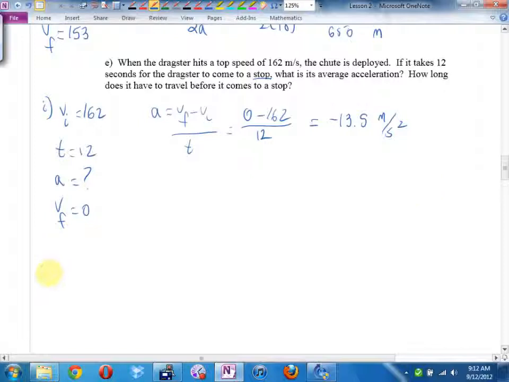Part 2. How long does it have to travel before it comes to a stop? Okay, so I'm looking for an equation that has D in it, and then V, T, VF. I'll use the A if I have to, because I am pretty sure, Nico, that I'm right. But if I was on a test, I'd probably try and see if I could not use the A, just in case I got it wrong. I'm a good test writer. Is there an equation that has a D, a VI, a T, and a VF in it?